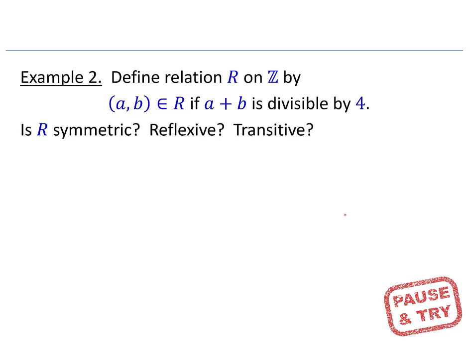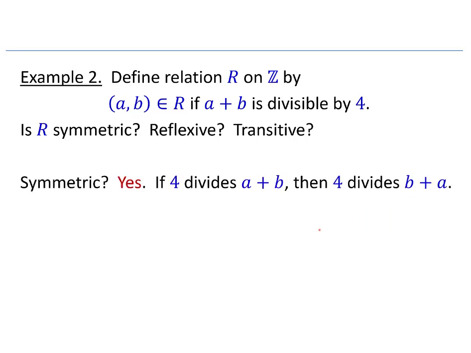Let's see. Is it symmetric? Yes, it is symmetric. And you can probably see that this is true in general. If 4 divides the sum a plus b, then certainly 4 divides the sum b plus a. A plus b and b plus a are the same thing.